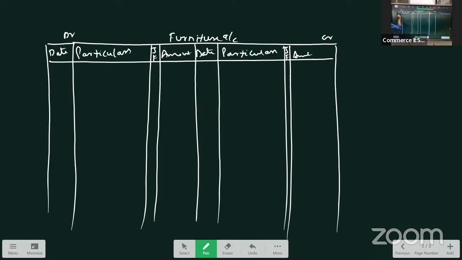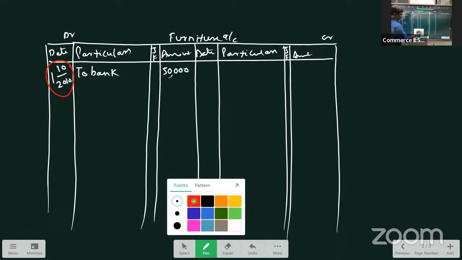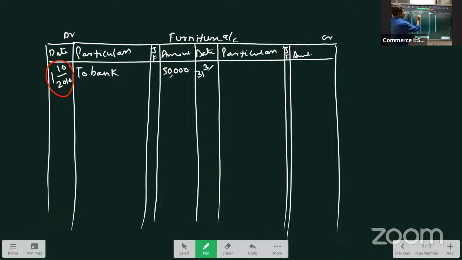Now let us start. Our first transaction would be on 1st October 2010. The asset was purchased to bank. Remember, whenever any asset is purchased, write it on the debit side. Whenever any asset is sold, write it on the credit side. To bank, what is the cost I have taken? 50,000. Now you remember this date. It is purchased on 1st of October. So when would we close the books of account? Books of accounts will always be closed on 31st March only, unless said otherwise.